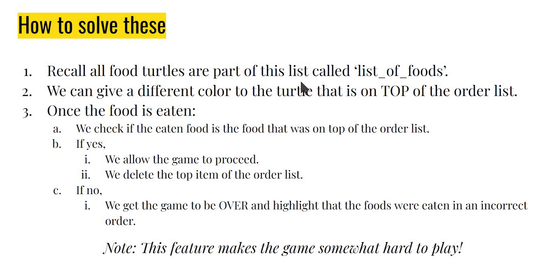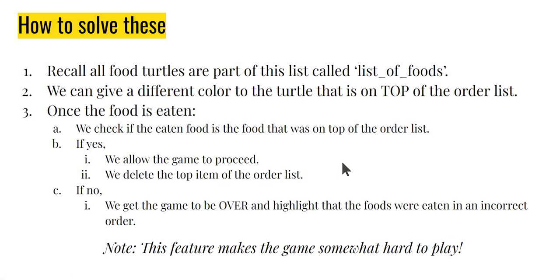So remember, the foods are all in a list called list of foods. As I said, we are going to create one more list called order. Whichever food is on the top of that list called order, we give it a different color. So that's number one. Once the food is eaten, we again check if this eaten food was on top of the order list. If yes, then we allow the game to proceed. We update the order list by deleting the top item.